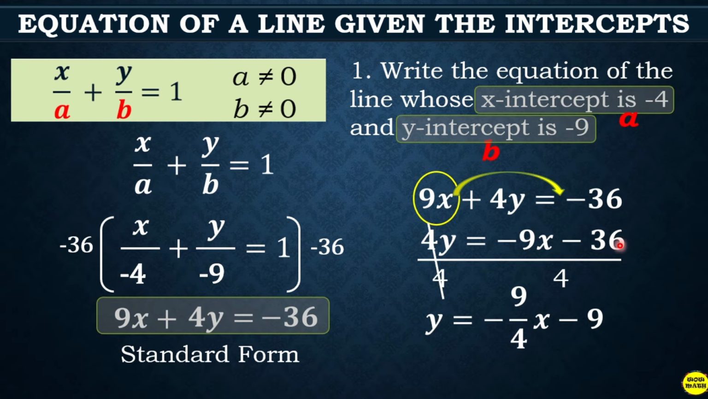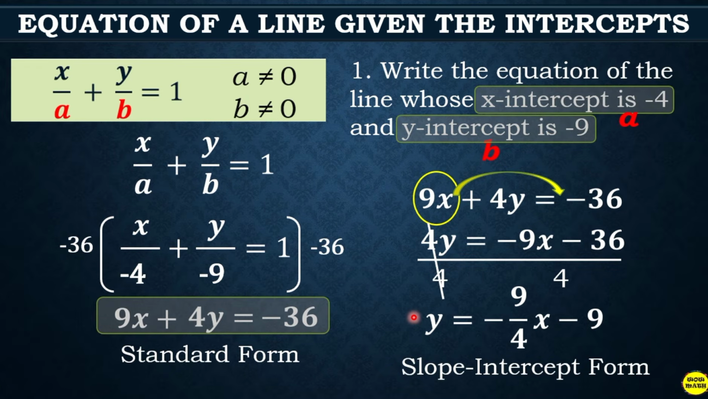Okay, so ito pwede pa, so 36 divide 4, that is 9. Okay, bakit minus? Kasi negative, positive, negative siya. So, dito tayo magbe-base palagi. So, negative, positive, negative, negative, positive, negative. Okay. So, therefore, this is the equation of the line in slope-intercept form.